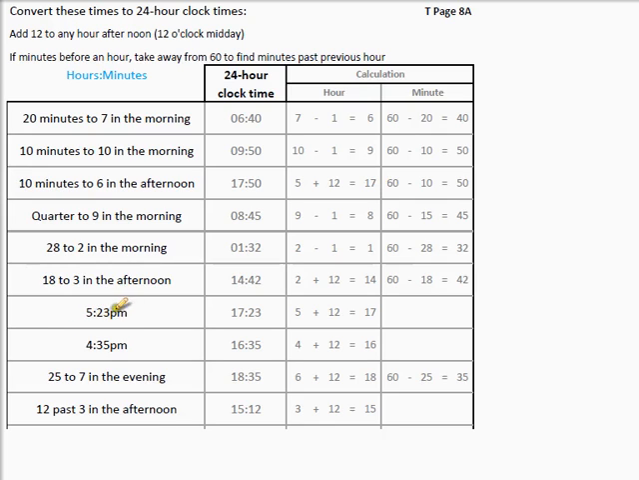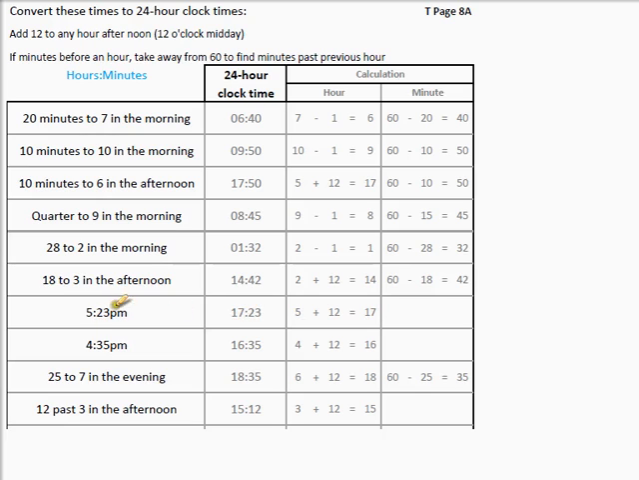So 5:23 p.m, that's quite an easy one to do. We've got pages before this in the workbook where you would systematically practice and build on to work out these. 5:23 p.m, it's 5 plus 12, which gives you 17, yeah?